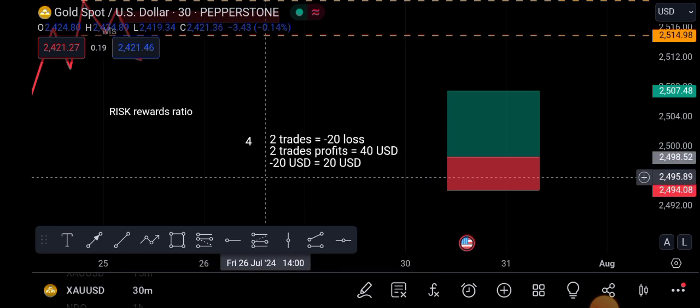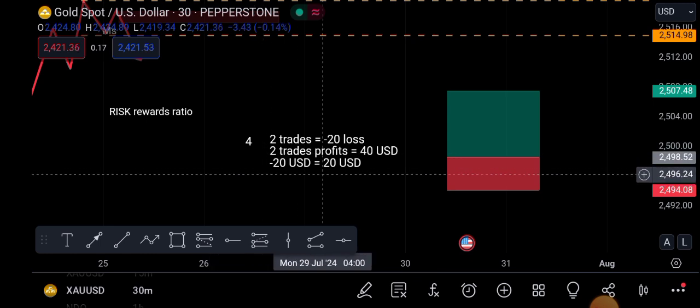Then minus the $20 from the 40 USD profit, you can see you're still profitable. That is why risk reward ratio is very, very important, and that should be your number one priority.